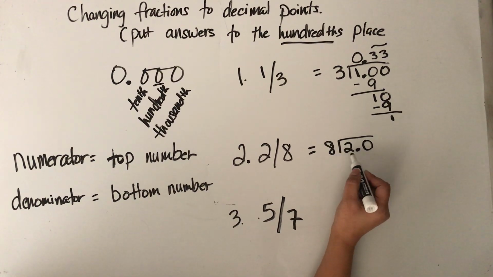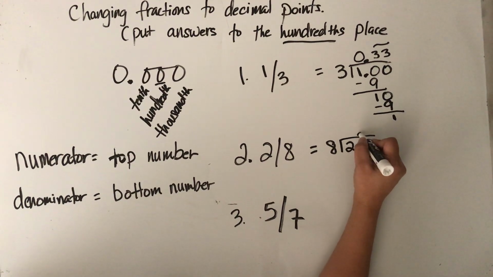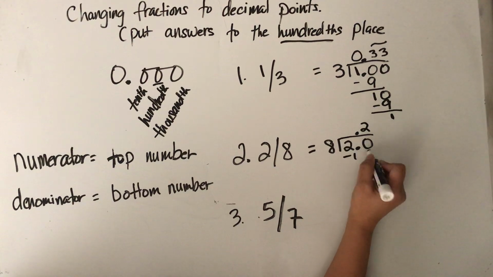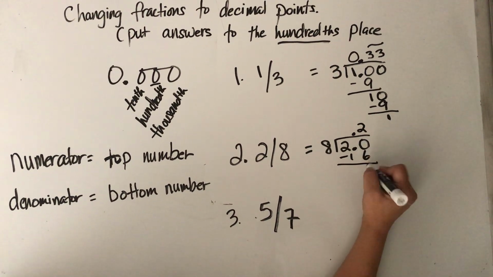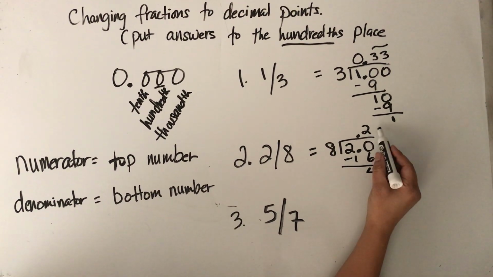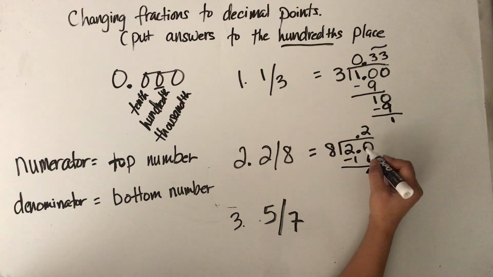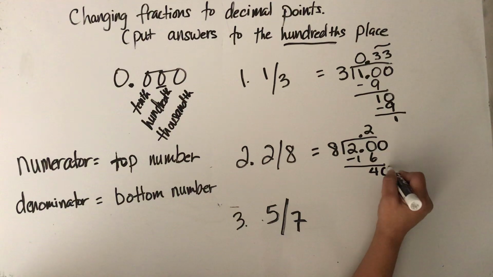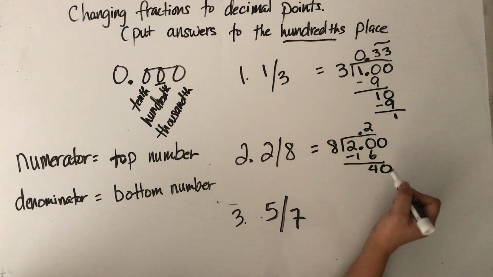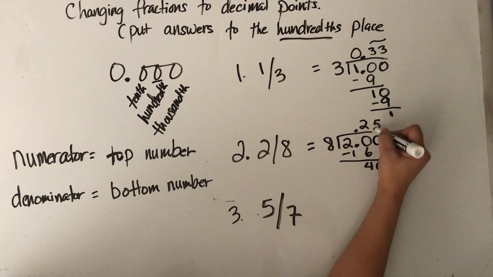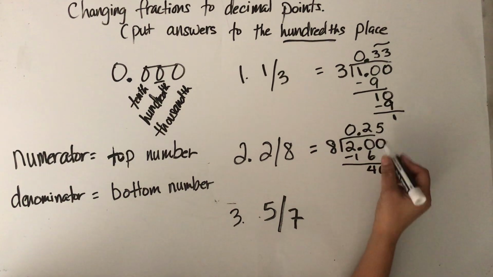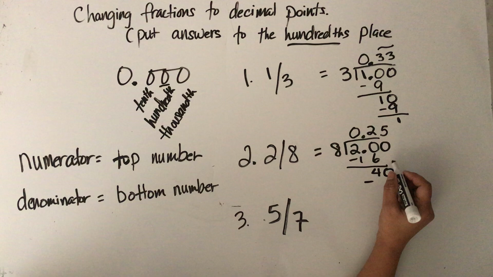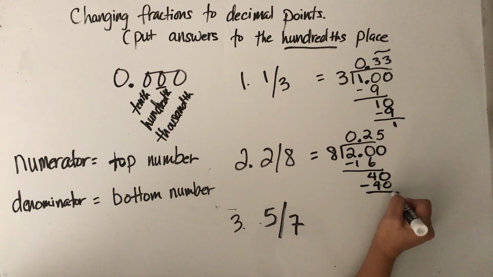So 8 can go into 20 2 times. So 2 times 8 is 16. Okay, 20 minus 16 is 4. Remember, we need to get two numbers. So now 8 cannot go into 4, so you would add another 0 here, and then drop the 0 there. 8 goes into 40 5 times. So your answer now is 0.25. Okay, so 8 times 5 is 40. This is 0.